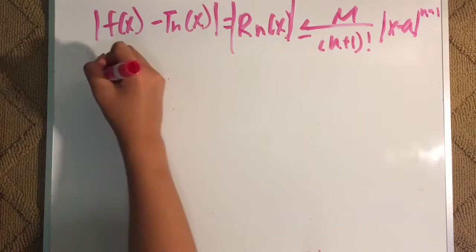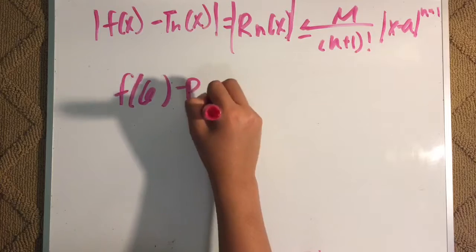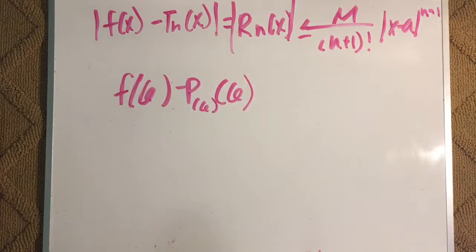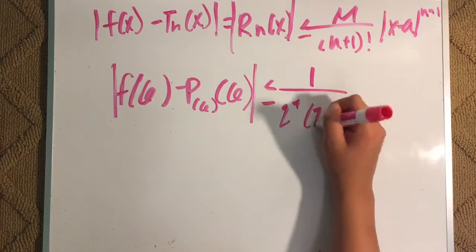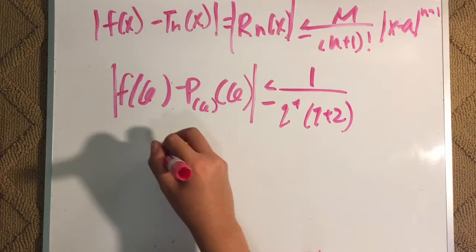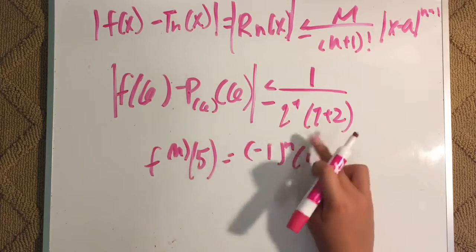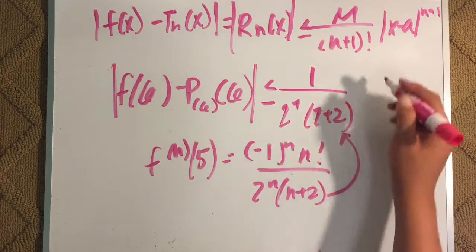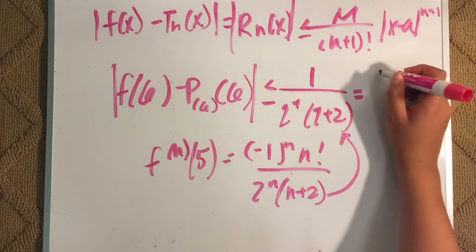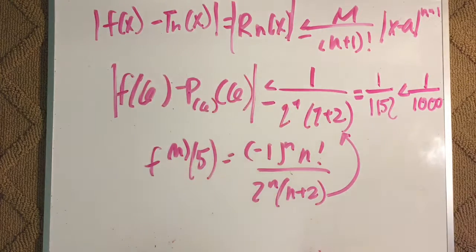So it's asking for f of 6 with error less than 1 over 1000. So we have the absolute value of f(6) minus P_6(6) less than or equal to 1 over 2^7 times (7 + 2). I got 7 because it's (n + 1) factorial, meaning that we have to go up a degree. Then I got 2^7 times (7 + 2) from our original equation, so I plugged 2^n times (n + 2) into the denominator. If you plug it into your calculator, you should get 1 over 1152, which is less than 1 over 1000.